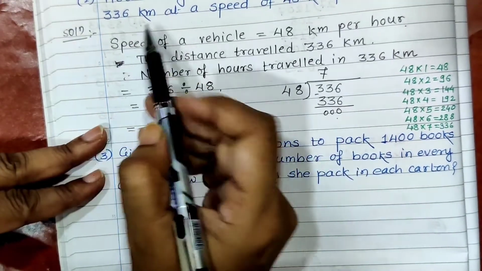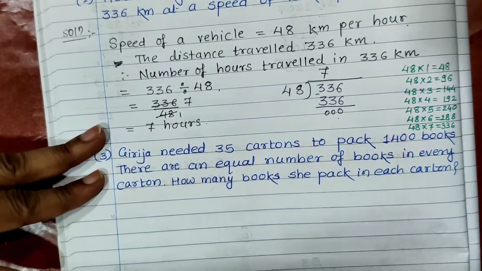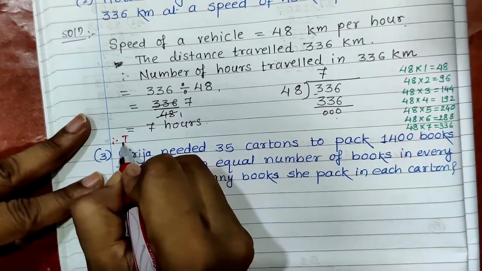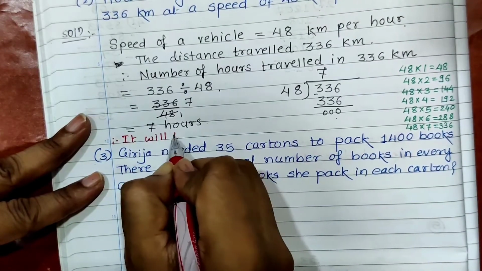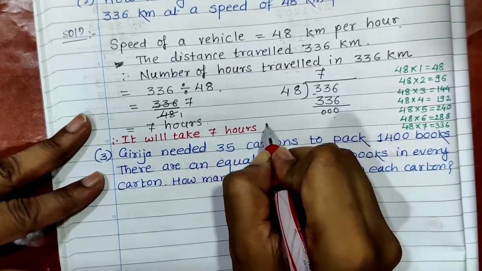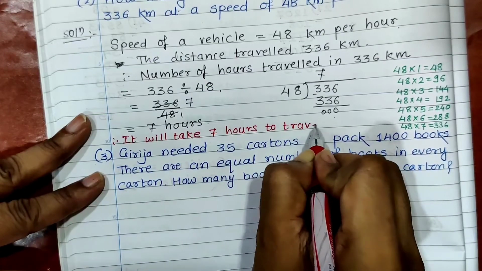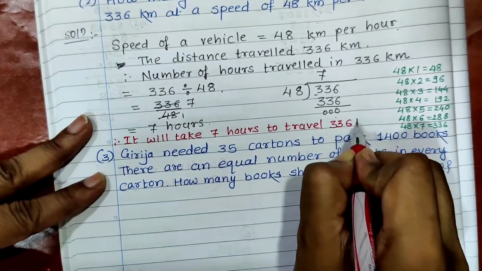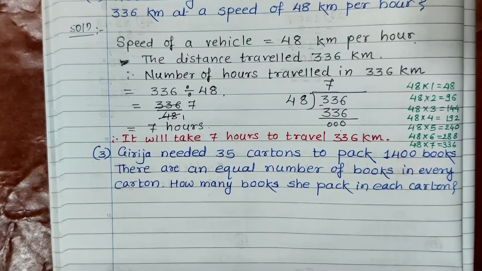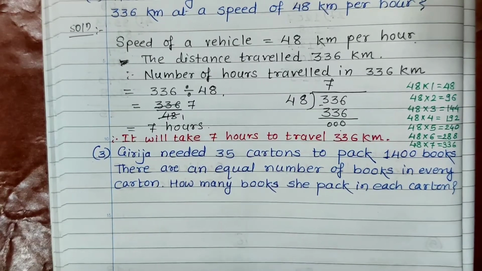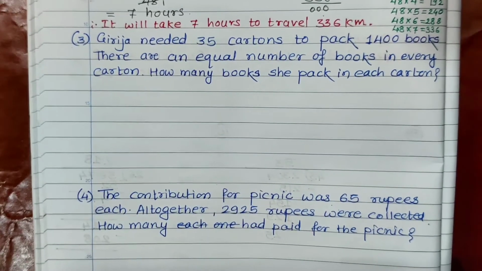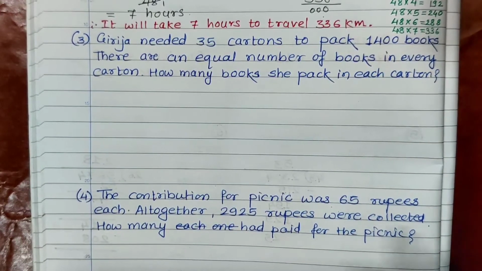As it is a word problem, we have to write the answer properly in the statement form. So I will be writing, therefore it will take 7 hours to travel 336 kilometer. In this way we have to write the answer statement also. Okay, so I will be solving all these word problems in my notebook, and I will be explaining you the solution of all these word problems.